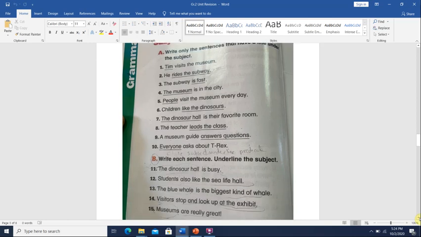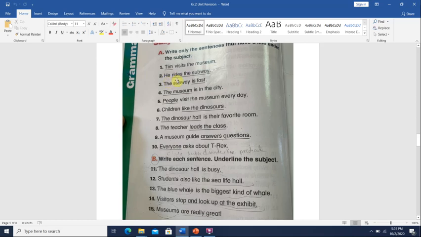So part A, it says write sentences that have a line under the subject. Remember, the subject is who the sentence is about. So if there's a line under who the sentence is about, then you will write the sentence, okay? For example, it says here, Tim visits the museum. Who is the sentence about? Tim. Did it underline Tim? Yes. So you will write sentence number 1.